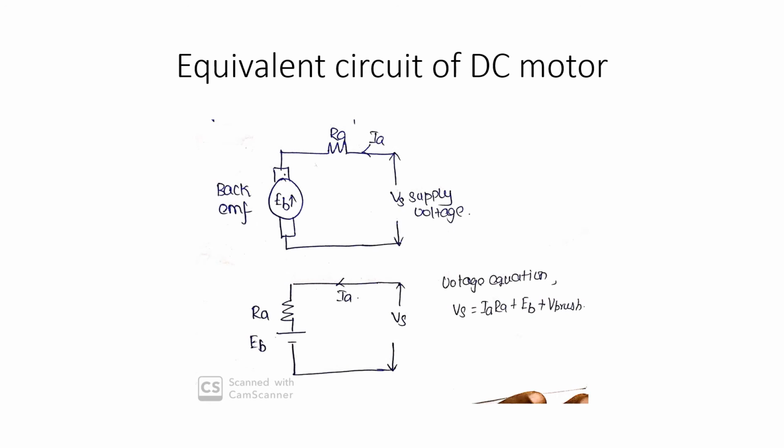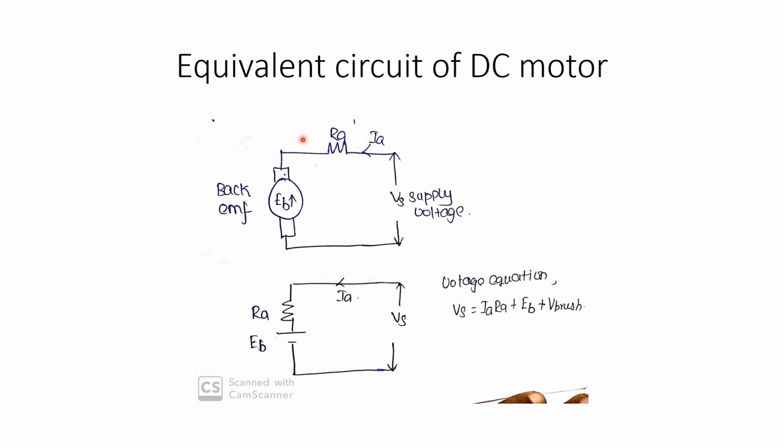So this is the equivalent circuit of the DC motor. The armature is represented like this, and this rectangle represents the brushes of the armature. Here back EMF is induced, and the back EMF direction is towards up. The armature resistance RA is connected in series with the armature. The armature current is in this direction, going towards the armature.